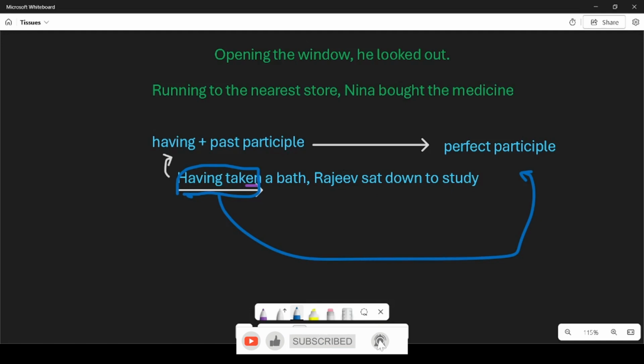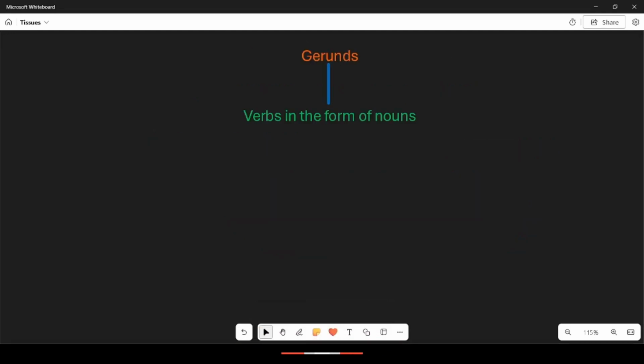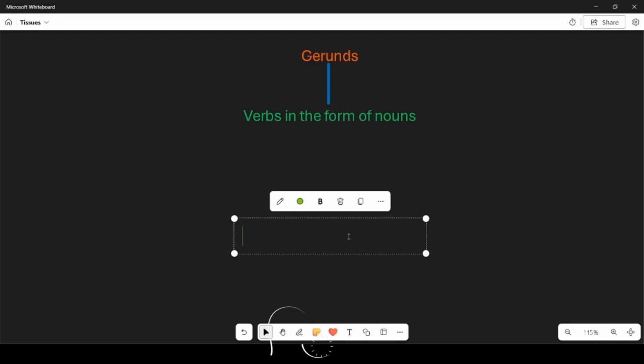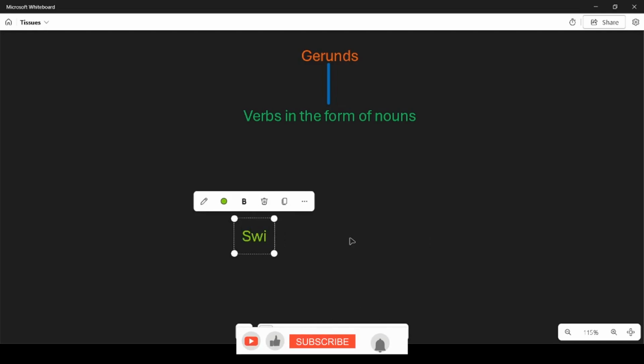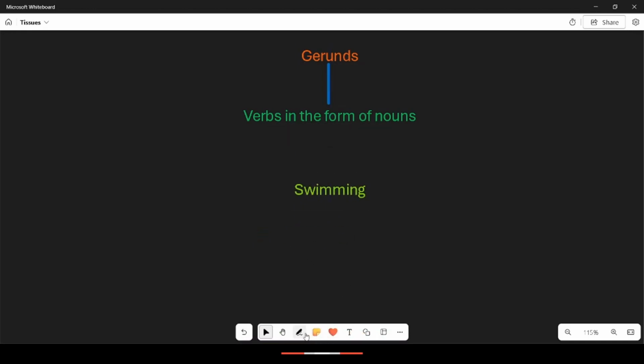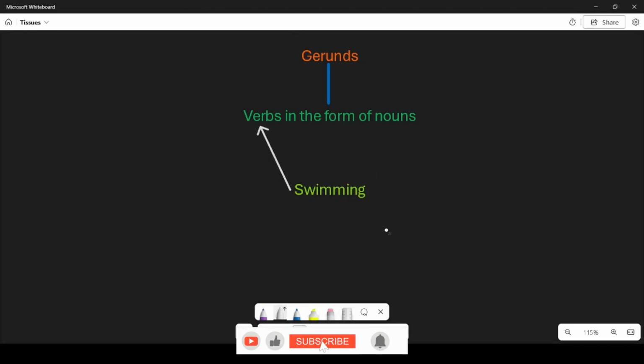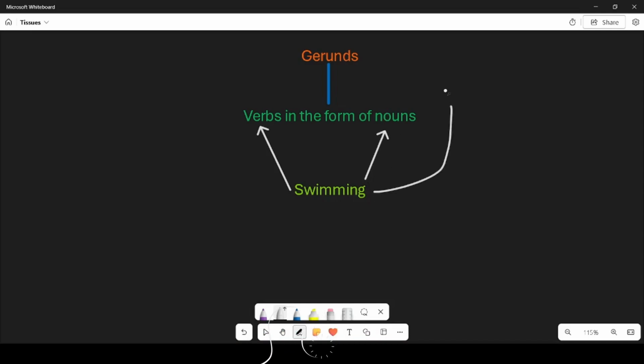Now let's discuss about gerunds. So gerunds are like verbs, but they're in the form of nouns. So what do I mean by verbs in the form of nouns? Let's take a word. Let's say swimming. So as we all know, swimming is a verb. But did you know that swimming can be used in the form of a noun? Yes, well, that is a gerund. So when we use a verb as a noun, it's called a gerund.